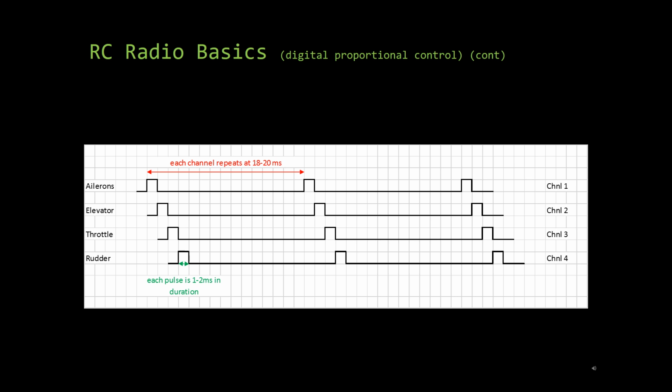The throttle's a little different. A 1.5 millisecond pulse would be half throttle, 1 millisecond being minimum throttle, 2 milliseconds being maximum throttle. The rudder is similar to the ailerons and the elevator in that a 1.5 millisecond pulse would be a neutral rudder position typically.